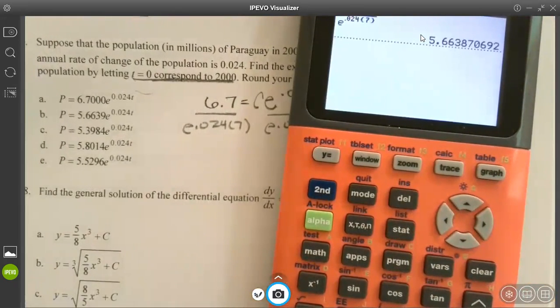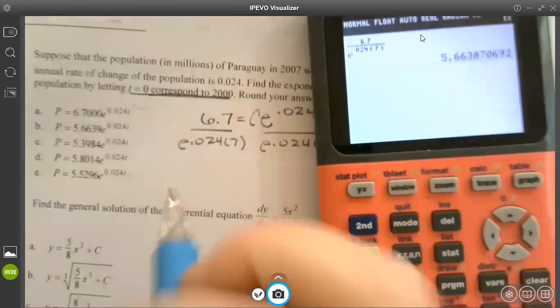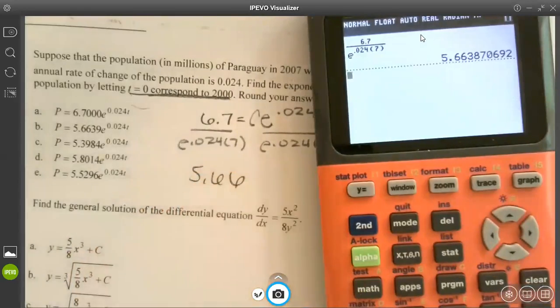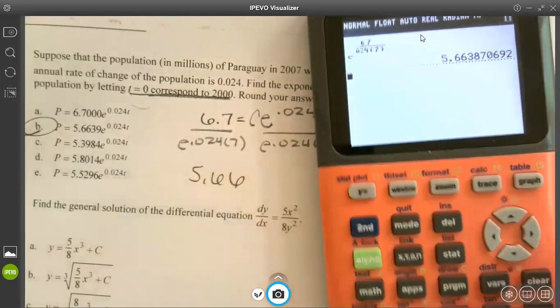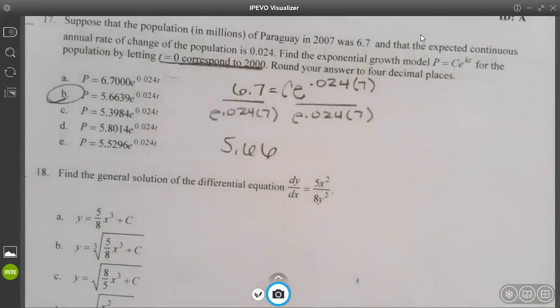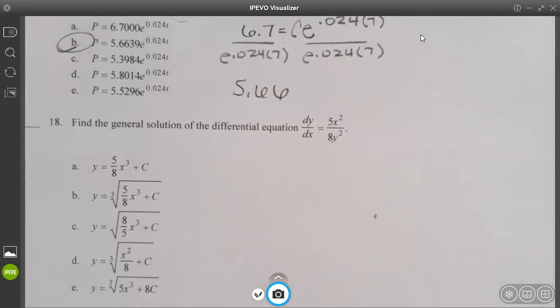Gives me what? 5.66. Which one's your answer? That's it. That's all you gotta do. All right, 18 looks crazy, but it's not as bad. This is like the 1 in 6.3 that you guys were questioning me about that had the 1/3 in front. It's kind of the same way.